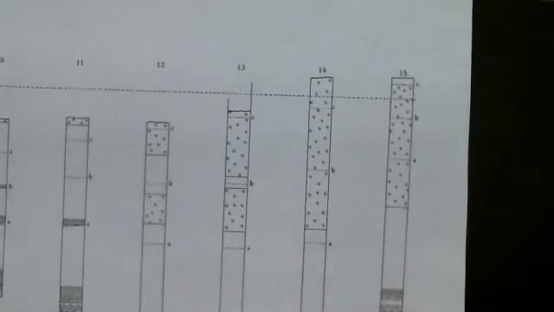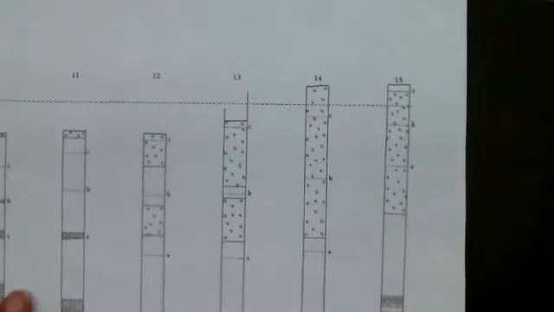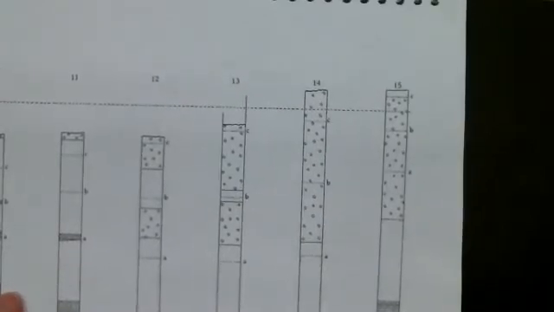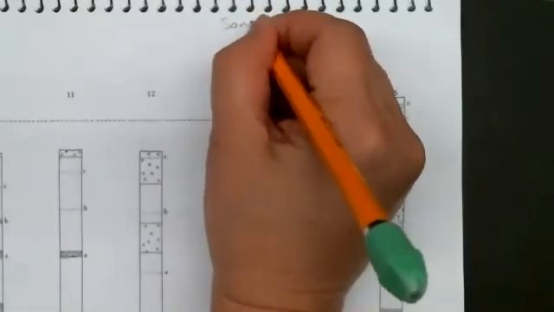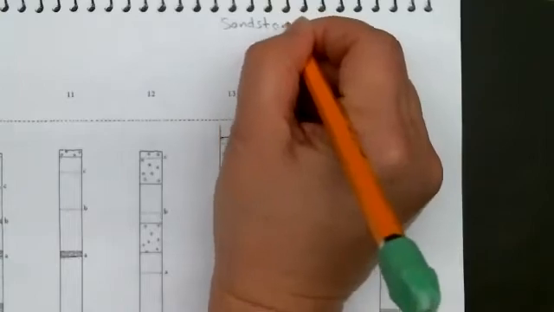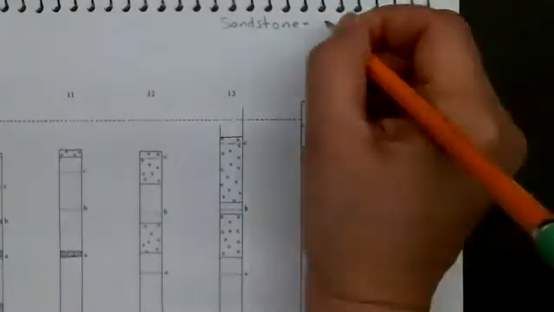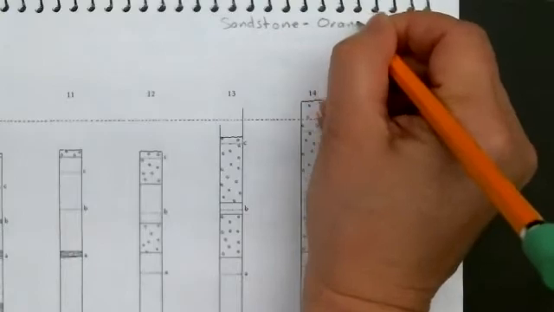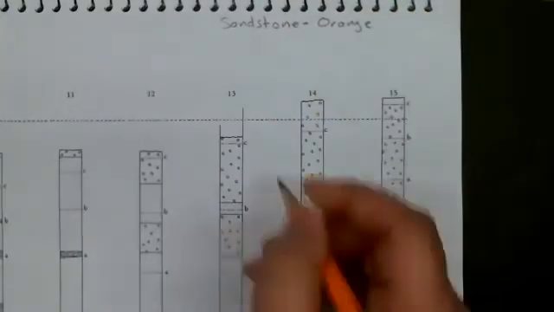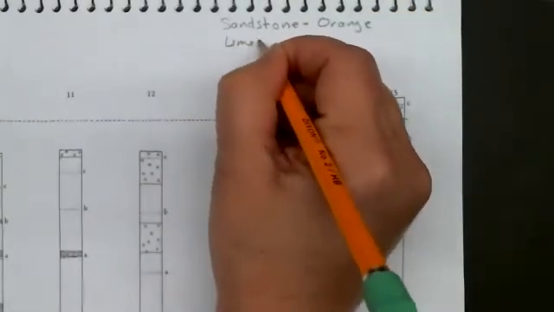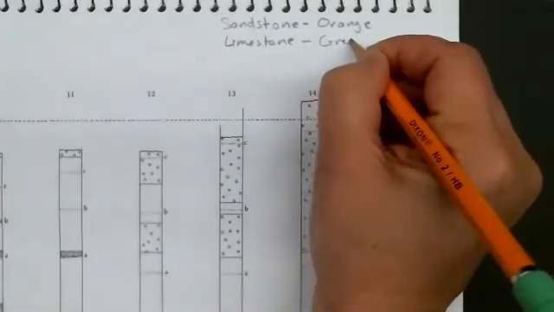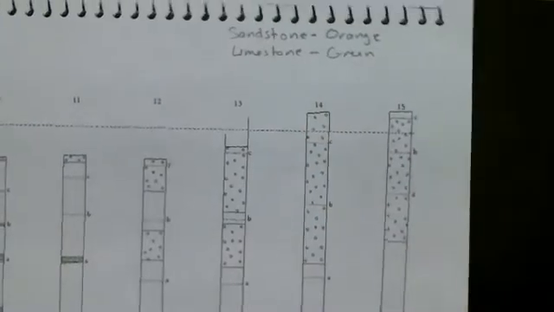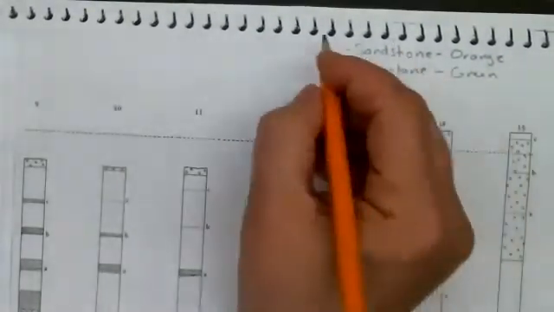And you're going to be working with different colors. I'm going to write them on my paper just so that I remember it. So you might want to do that too. I'm going to put sandstone, and I'm going to use orange for that. And then limestone, green. And if you don't remember what the patterns are, you might want to even mark that down too.